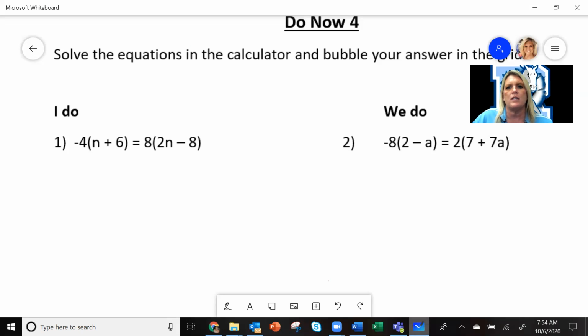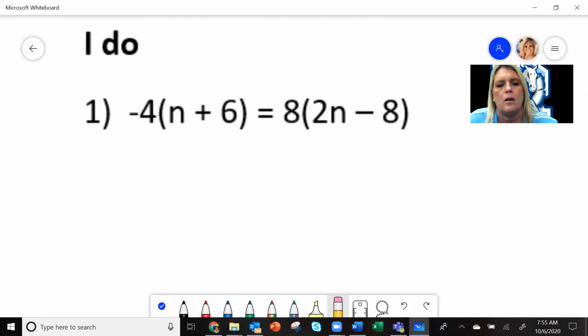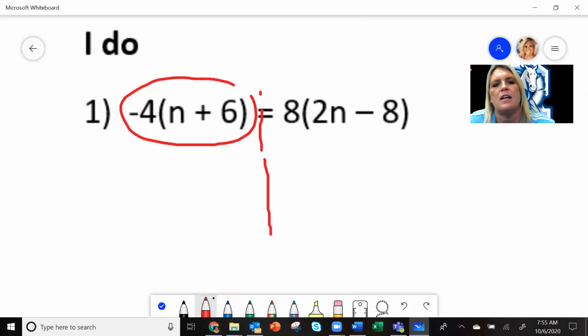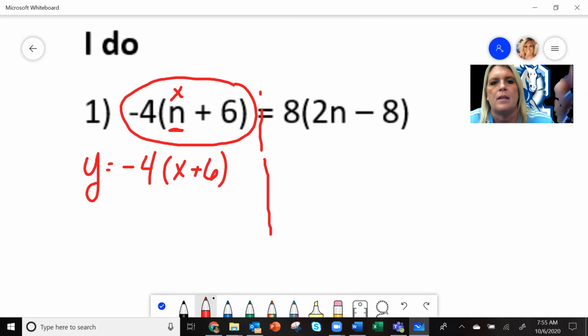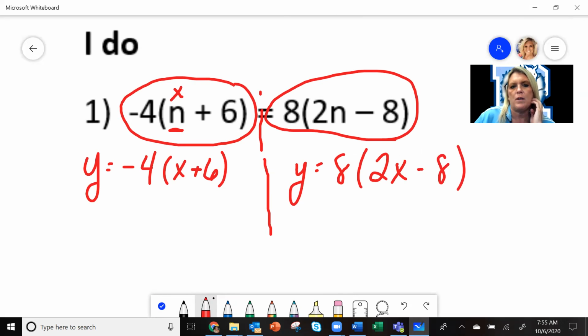Now, once you've done that, let's look at these problems. It says solve the equations in the calculator and bubble your answers in the grid. So I'm going to zoom in and we're going to look at this first one. On this first one, I'm going to use a dotted line where the equal sign is to balance it out. I'm going to take the left-hand side and make it its own equation. Y equals -4 times x plus 6, instead of n, I'm going to use an x. Then I'm going to do the same for the right-hand side. Y equals 8 times 2x, not n, but x, minus 8. So now I have the two equations.